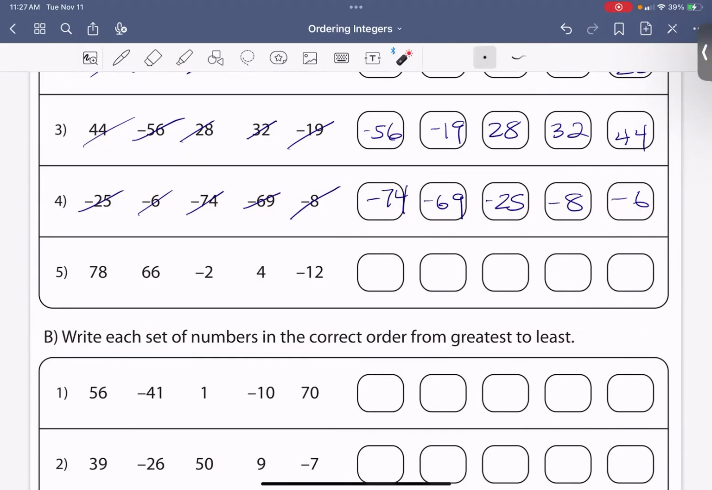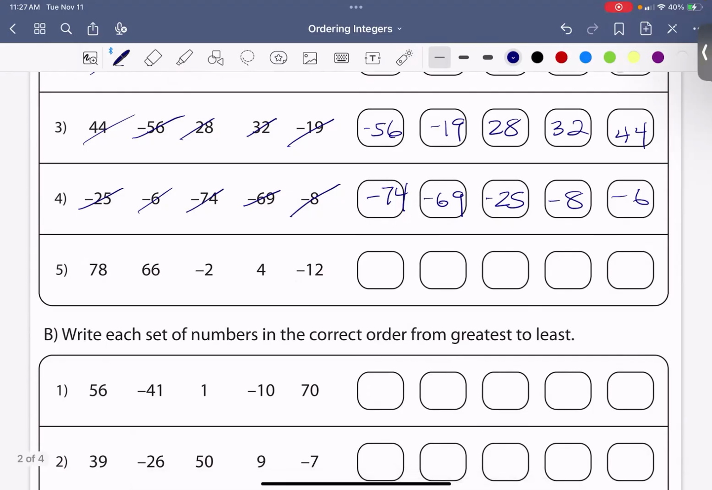Okay, let's have you try number 5. You can stop the video if you need to. So let's start with the most negative number. The most negative number is negative 12. Then negative 2. Now we're left with the positive numbers. The smallest of the positive numbers is 4. Then after that, we'd have positive 66 and then positive 78.